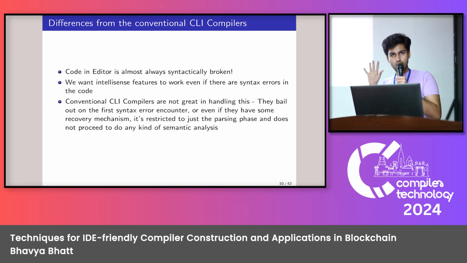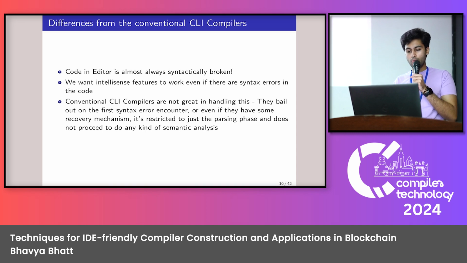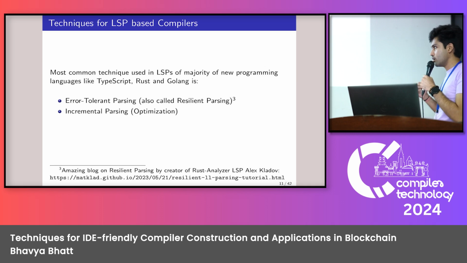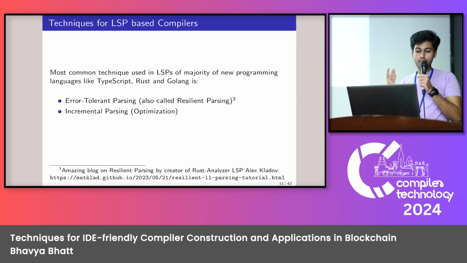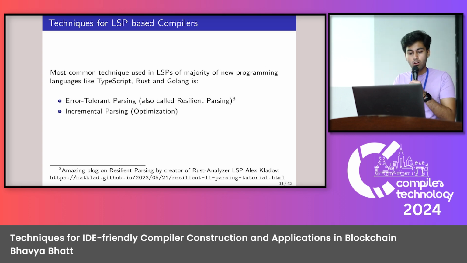That's where there are a few things you need to change in your compiler construction to make that work. The top two things you need while implementing your compiler are, one, error-tolerant parsing, also called resilient parsing, and the second is incremental parsing. Incremental parsing is kind of an optimization. The basic ingredient in making this work is error-tolerant parsing, and I'll explain what error-tolerant parsing means.